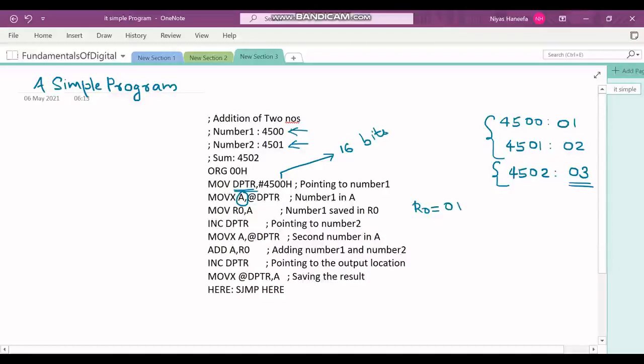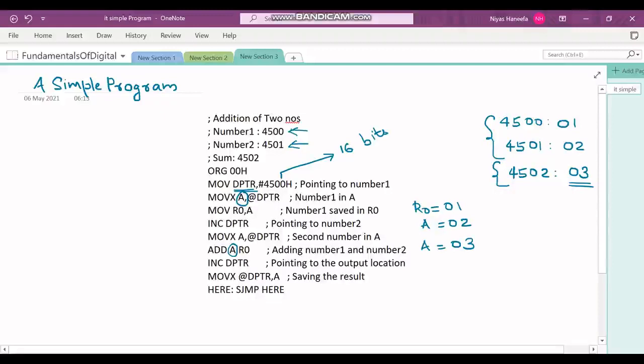Then increment. DPTR will be incremented. It will be 4501. Then you will take the second number in A. So A will have the second number, that is 02. This means from the address pointed by DPTR, take the value and put it in A. Now add the two numbers A and R0. You will get 3 and that will be saved in A itself. This is the destination register. So A will be equal to 03.